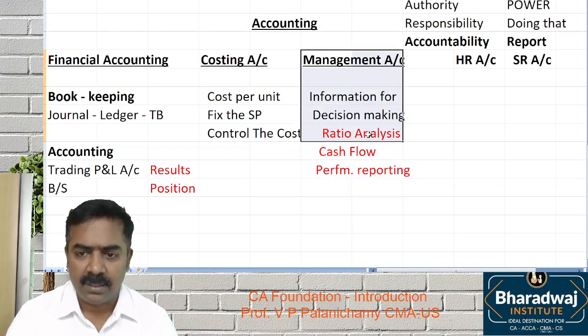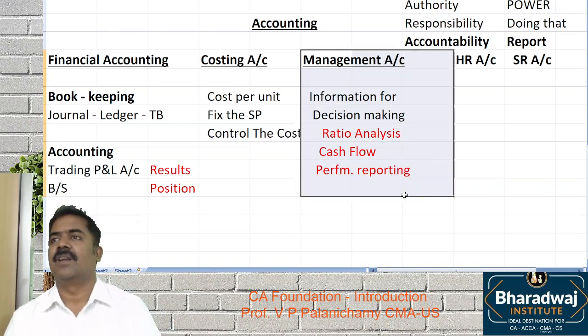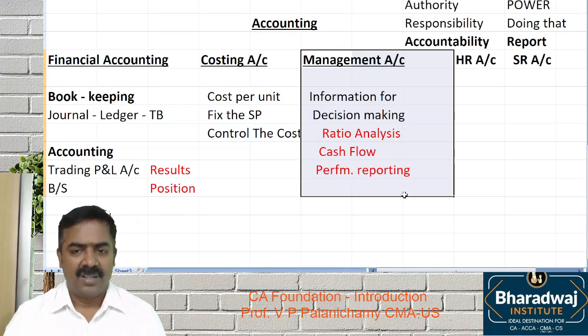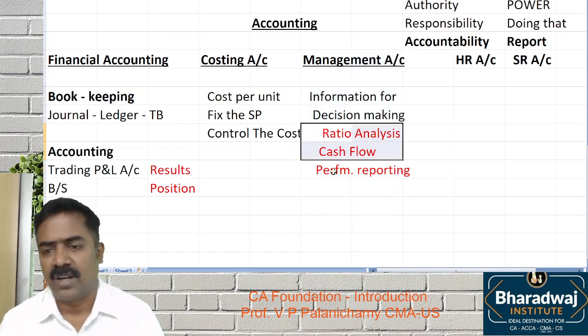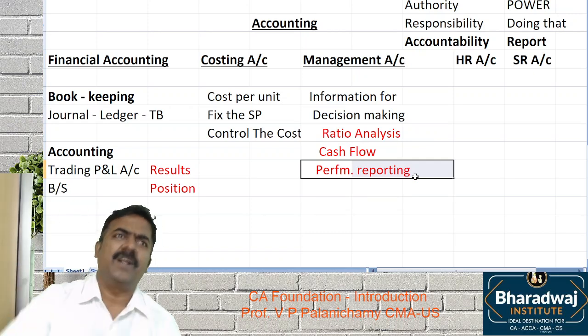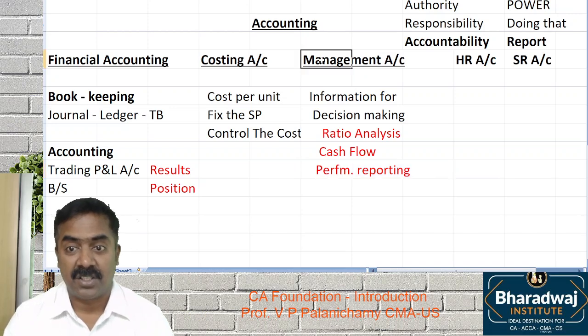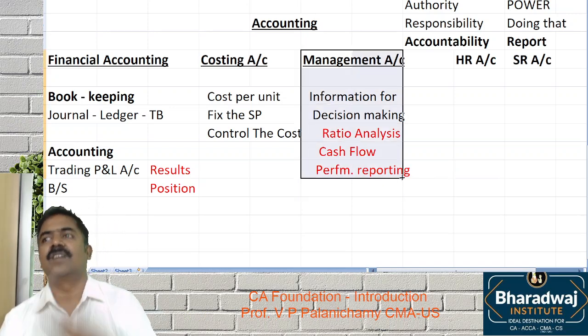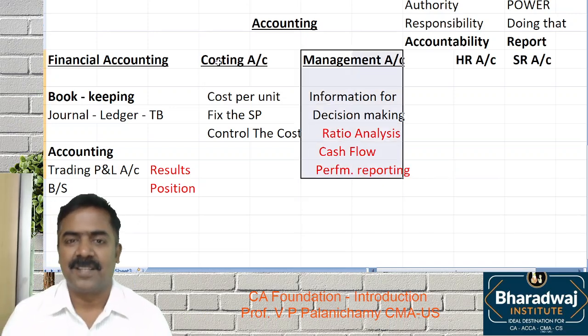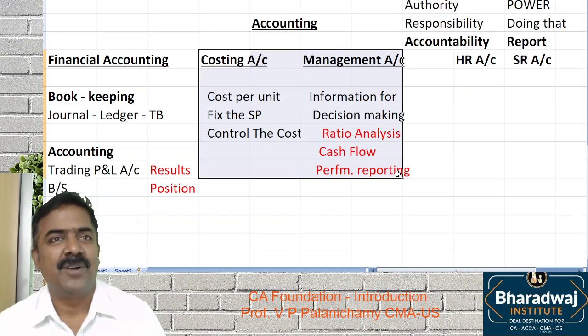Simple. To run the business smoothly, we require the help of which one? Management accountant. So ratio analysis, cash flow analysis, fund flow analysis, performance reporting. There are so many things. That itself is a big area. There is a specialization available in management accounting itself. Look at CMA students. They learn which subjects? Cost and management accounting for 2 years.